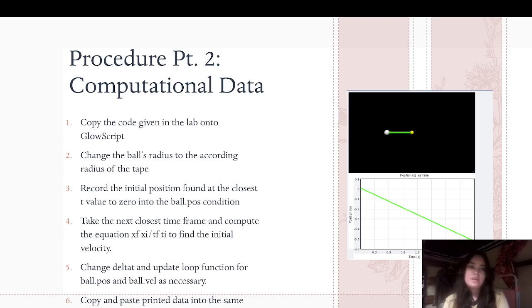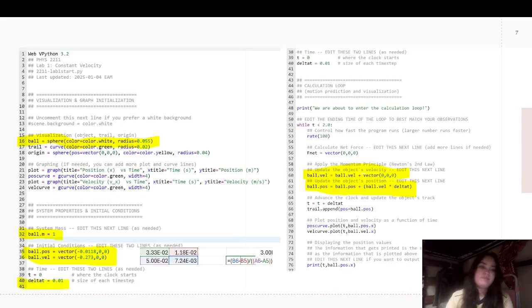For the computational data, we copied a given code into GlowScript, and we changed some parameters based on what we found in the observed data. On the right-hand side, you see the final graph that came out when it was run, and you will see that the visual representation is also there, the ball moving towards the left.